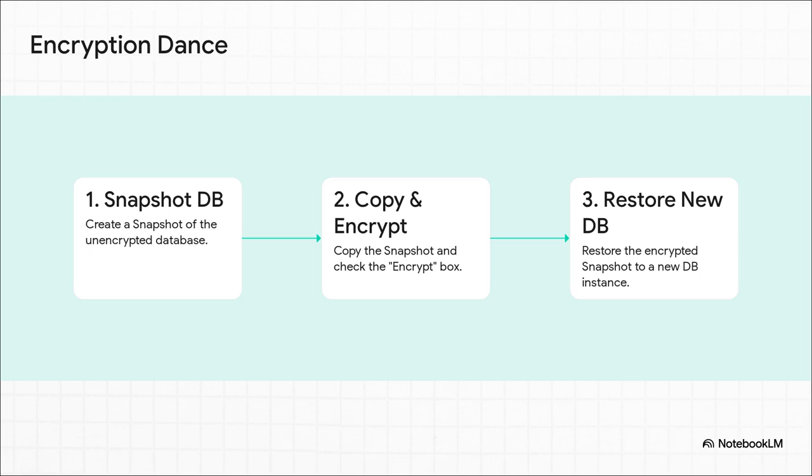Step 1, you take a snapshot of your unencrypted database. Step 2, you copy that snapshot. And it's during this copy process that you finally get the option to check the encrypt box. And finally, step 3, you restore that new, now encrypted snapshot to create your new encrypted database. Just remember that dance: snapshot, copy, and encrypt, then restore.